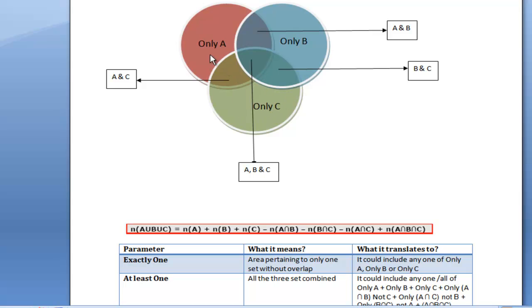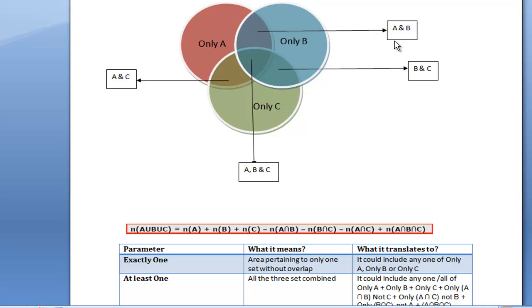Now if you see the shaded portion, the area which is exclusively for A is called only A, which means those people who are taking the test only for mathematics. Only B represents the area which is only for physics, and only C represents the area which is only for chemistry.